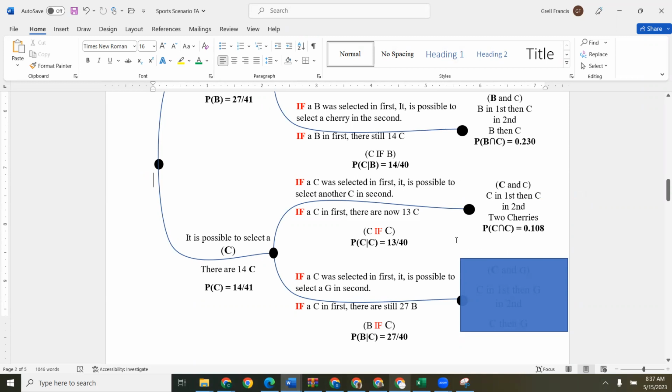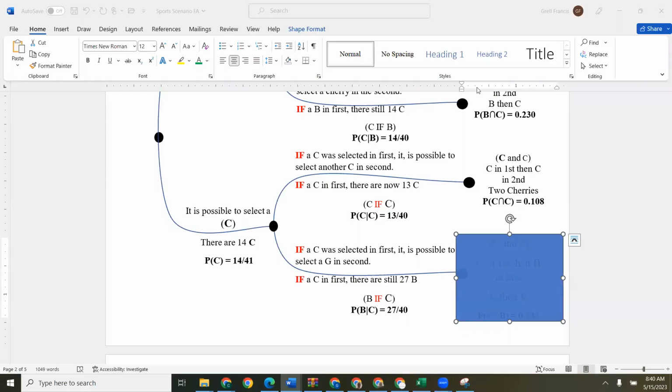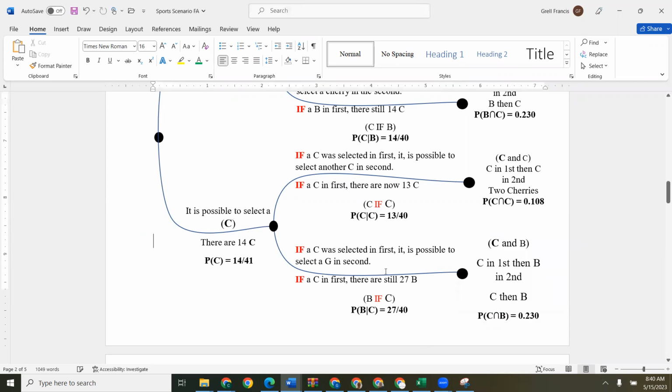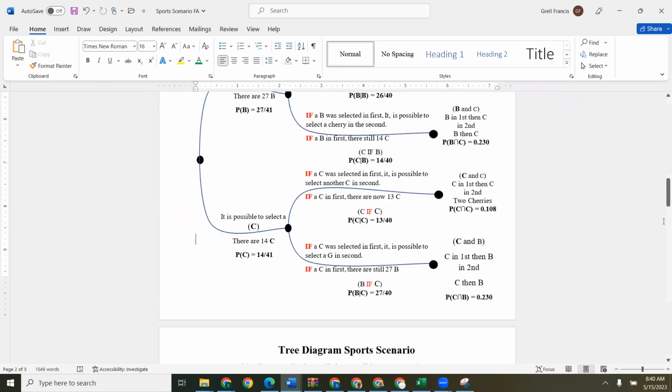But it's also possible to select a cherry in the first, then a berry in the second. Cherry, then berry. So let's analyze how probable that is. The probability of selecting a cherry in the first, then a berry in the second, will be 14 over 41 times 27 over 40, that will be 0.230. So now we have displayed all the possible outcomes from this experiment together with their probability values.